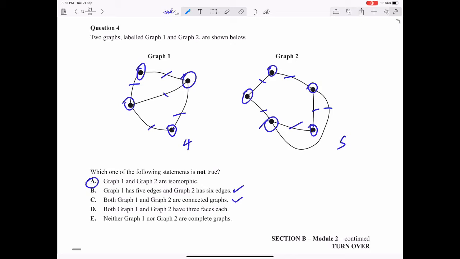Both graph 1 and graph 2 have 3 faces each. So count the number of faces: 1, 2, 3. So graph 1 has 3 faces. Graph 2 has 1, 2, 3 faces. So therefore, that's a true statement. Neither graph 1 nor graph 2 are complete graphs. That is also a true statement because complete graphs means that each vertex is directly connected to all other vertices. However, that's not the case in graph 1 and graph 2. So therefore, that leaves us with A.